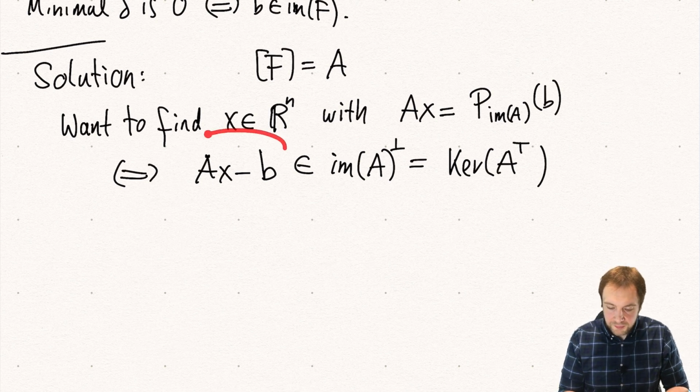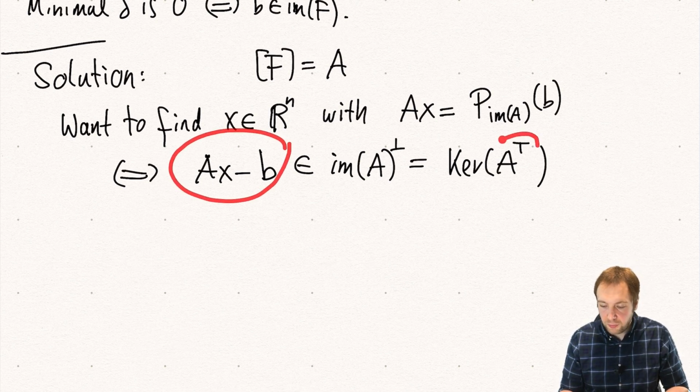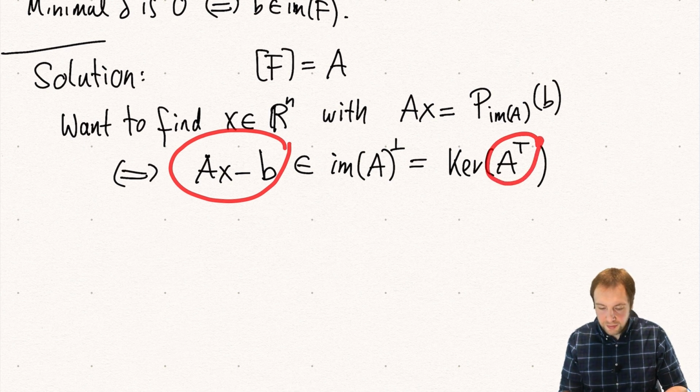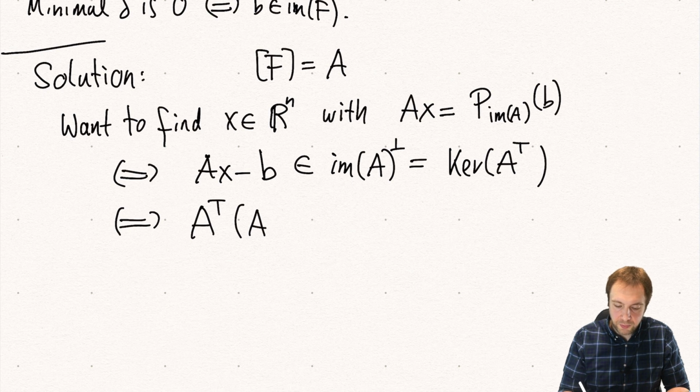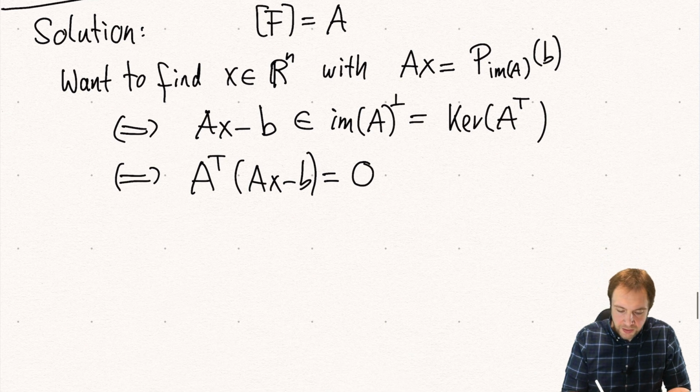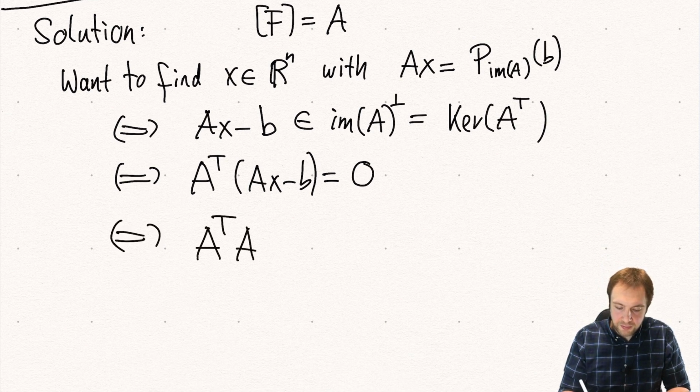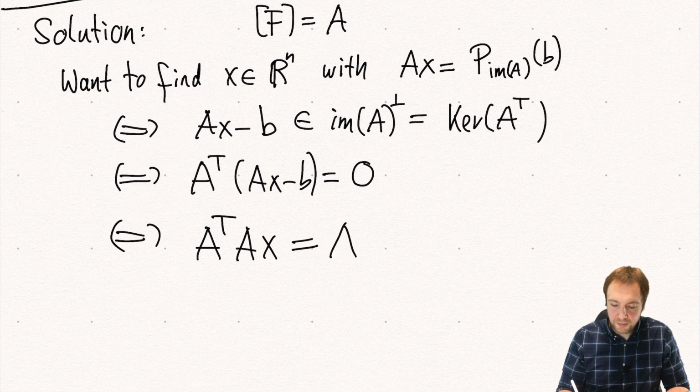So therefore this thing here should be in the kernel of this matrix here, meaning that if I multiply this matrix with this, then we should get 0. So if I multiply this equation here with A transpose, then this should be 0. In other words, we could write this out: A transpose times A times x minus A transpose b equals 0, but this here I can put on the other side, so here I can just write A transpose b.